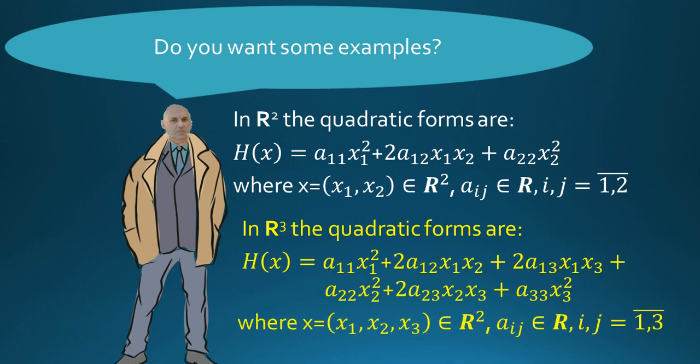In R², the quadratic forms are h(x) = a11 x1² + 2a12 x1x2 + a22 x2², where x = (x1, x2) belongs to R², a_ij in R, i,j from 1 to 2. In R³, the quadratic forms are h(x) = a11 x1² + 2a12 x1x2 + 2a13 x1x3 + a22 x2² + 2a23 x2x3 + a33 x3², where x = (x1, x2, x3) belongs to R³, a_ij in R, i,j from 1 to 3.